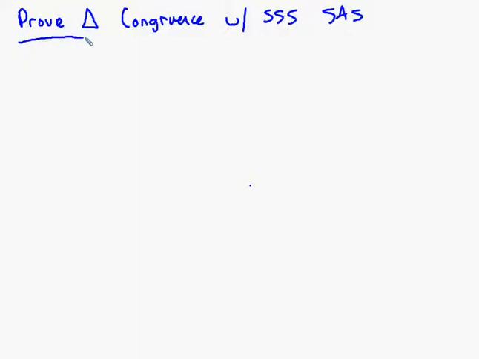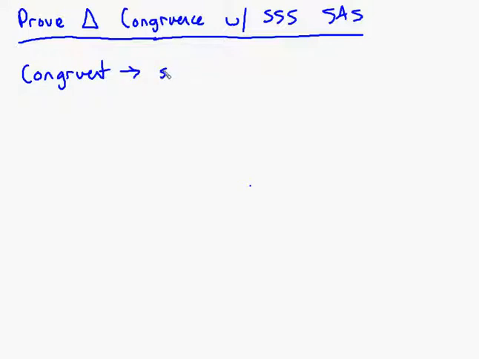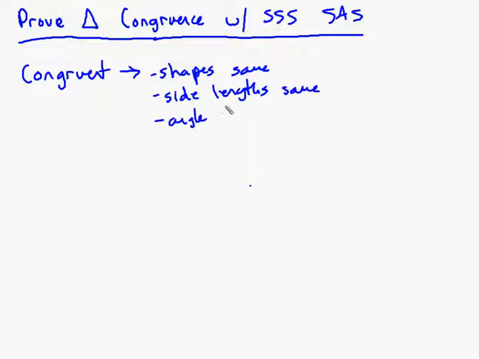Now, from pre-algebra, I didn't do this in algebra class, but in pre-algebra we did it a little bit. But we need to note what congruent means. Congruent means that the shapes are the same. So that's the first thing. You have to have the same shape. And not only are those shapes the same, their side lengths are the same. And the angle lengths are the same, or the angle measures. It's not really a length, right? The angle measures are the same.